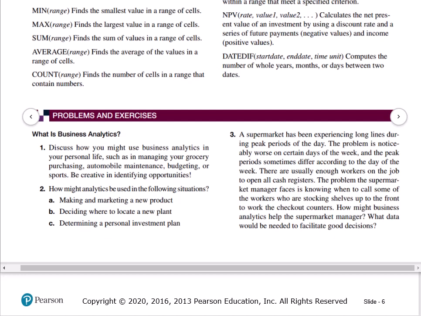Now let's look at determining a personal investment plan, part C. Well, you can collect and understand data for different investment choices. You can also look at allocating funds among different investment strategies. Manage your level of risk.